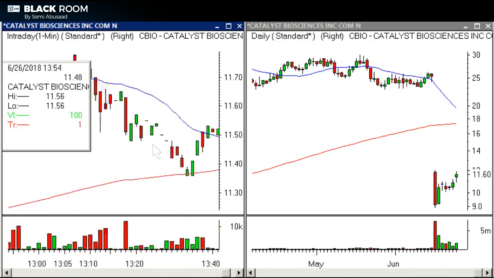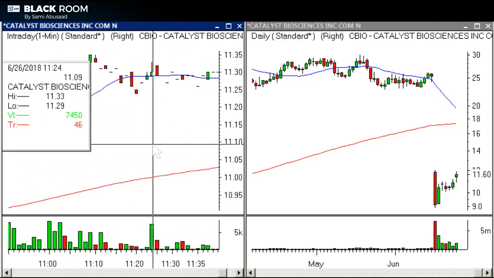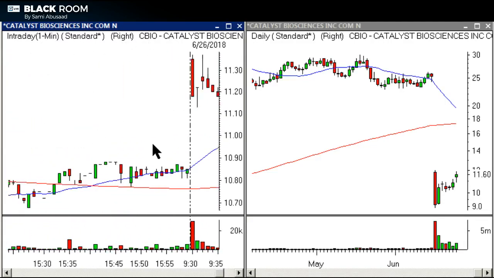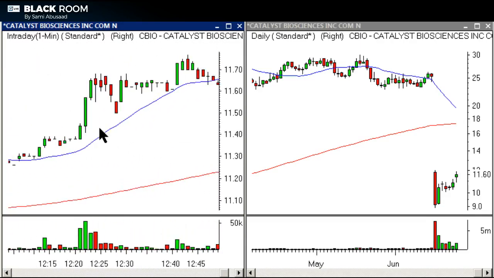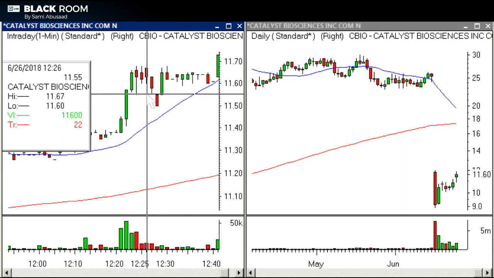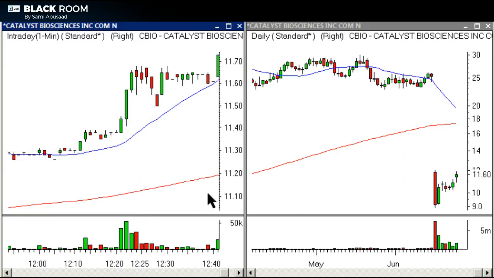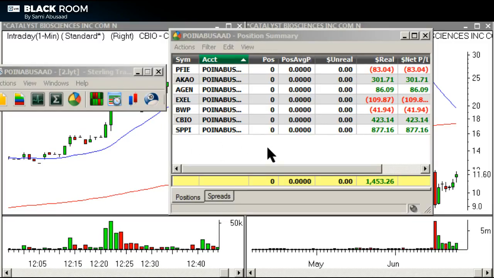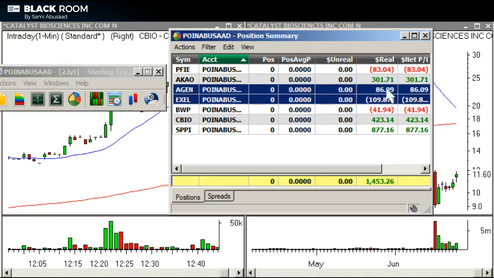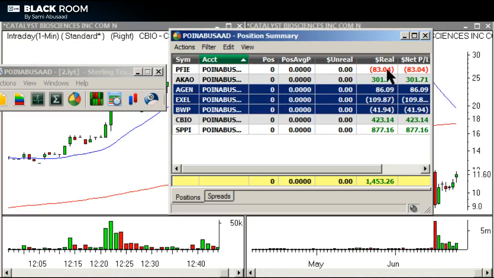Let's see, I'll show you real quick. It got a little thin, the CBIO. Oh, here it is, and a little spready. So under 60 basically is where I took it. Nice little pop on the CBIO. These others, as you can see, didn't make or lose anything, just very, very small.